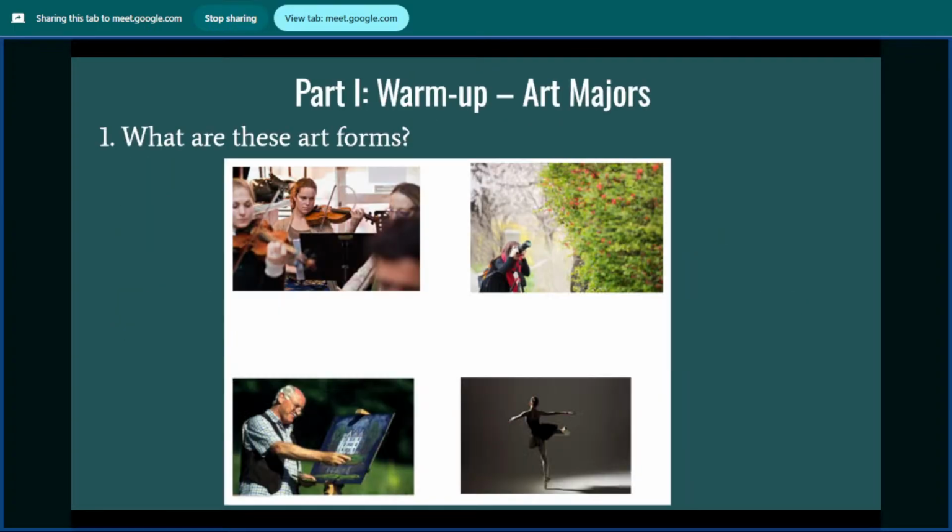First, you have 4 pictures. You have to identify what these art forms are. Which major are we studying in these art forms? You can write down the answers, then you can tell me. Done, ma'am.